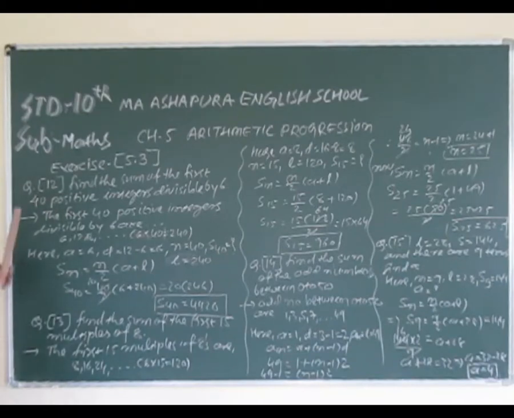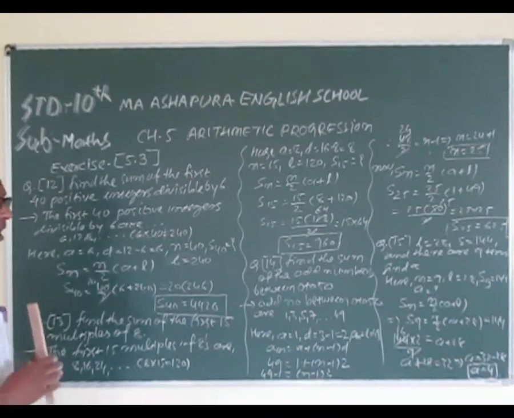First of all, question number 12. Look here. Find the sum of the first 40 positive integers divisible by 6. मतलब 6 से divisible ऐसे 40 positive integers आपको लेने हैं, consider करना है as the arithmetic progression. So the solution is here now.